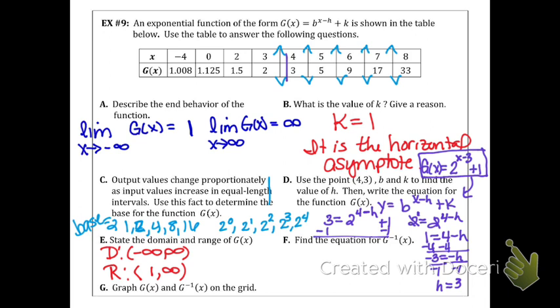All right, F says to find the inverse equation. So we know that g of x is equal to 2 to the x minus 3 plus 1. So that's the same thing as y equals. So now it's going to become x equals 2 to the y minus 3 plus 1. So subtract the 1. And then I'm going to have to change it to exponential form.